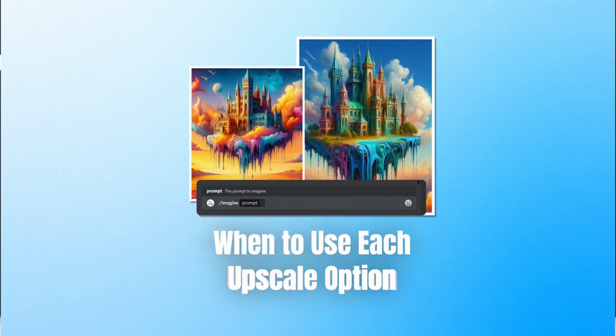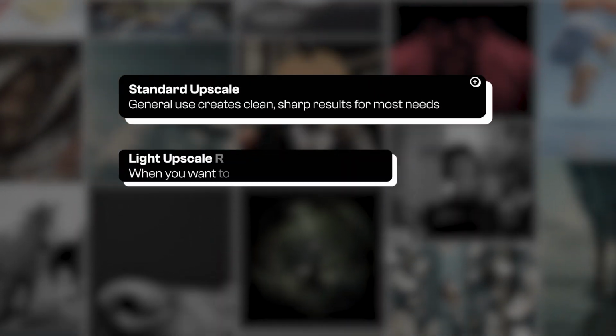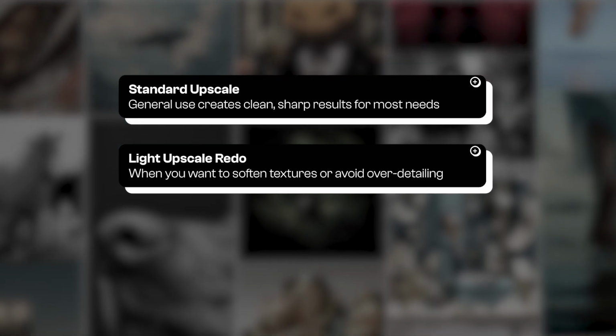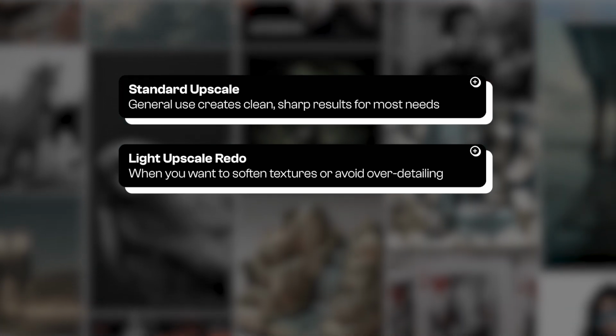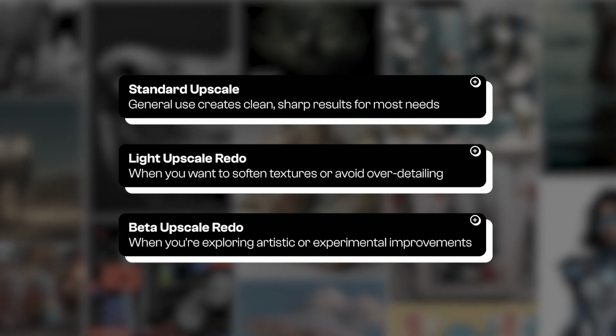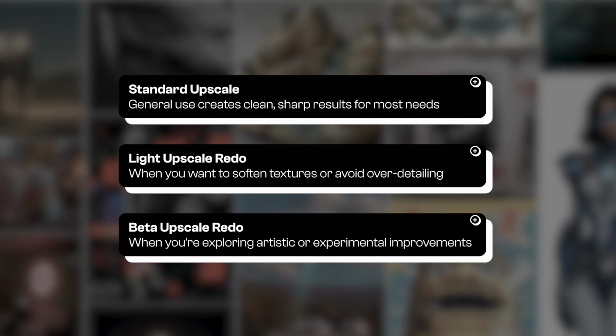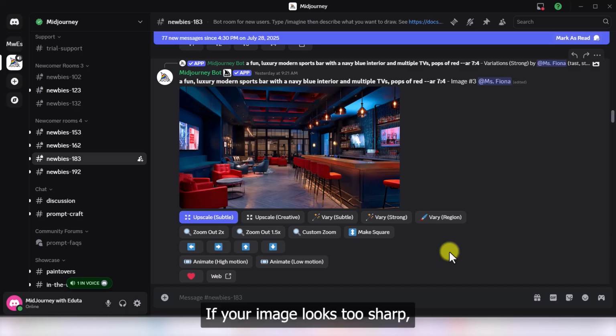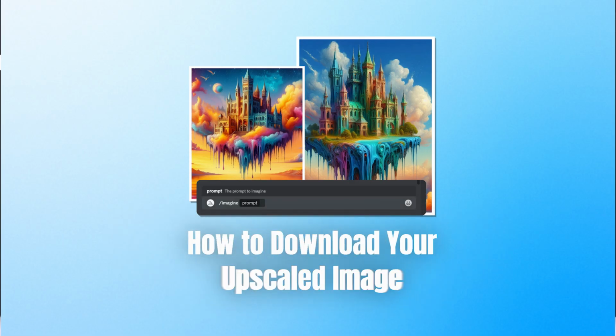When to use each upscale option. Standard upscale. General use creates clean, sharp results for most needs. Light upscale redo, when you want to soften textures or avoid over-detailing. Beta upscale redo, when you're exploring artistic or experimental improvements. If your image looks too sharp, too noisy, or too polished, try the light or beta redo to get more natural or balanced finish.